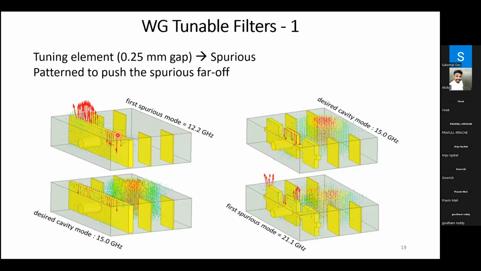So what we did was we shaped this tuning wall, or the linear displacement wall. We shaped it from the simple rectangular wall into a square, and we gave a cut at the ends of the resonators. This actually pushed the spurious well beyond the desired frequency band. So we were able to solve the spurious problem.